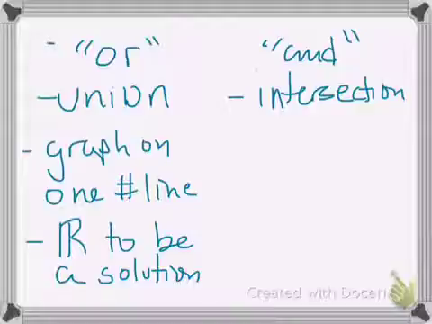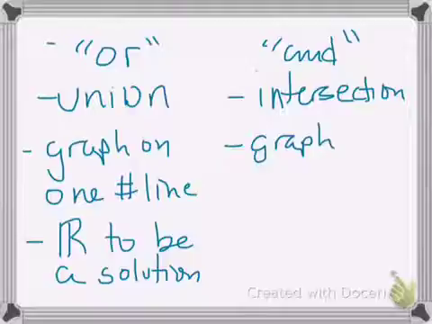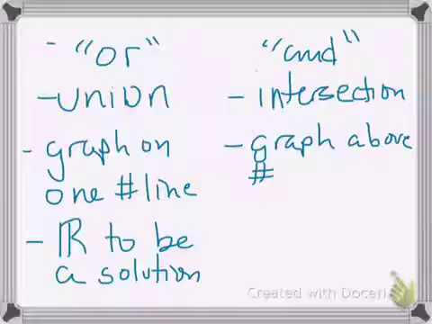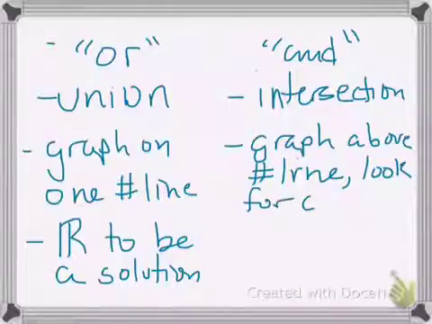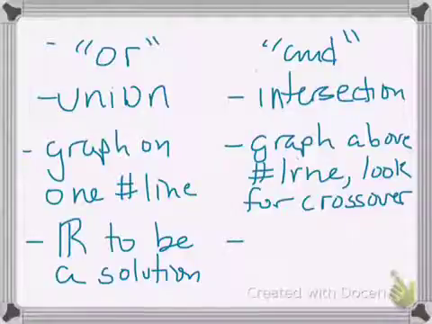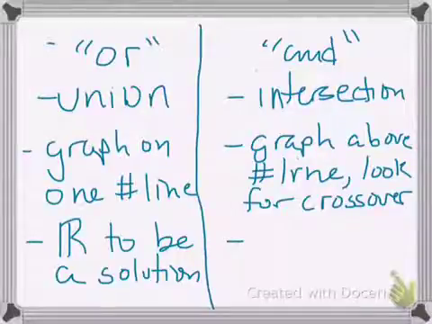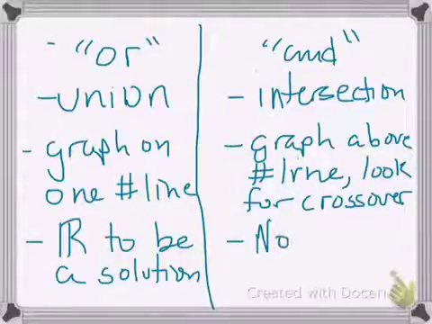So this is exclusive. And if y'all will recall, we graphed these above the number line. You graph the two inequalities above the number line, and we are looking for crossover. And it is possible, we haven't gotten there yet, it's possible for two and inequalities to have no crossover. It's possible for them to not intersect. So it's possible for no solutions when you have an and problem.